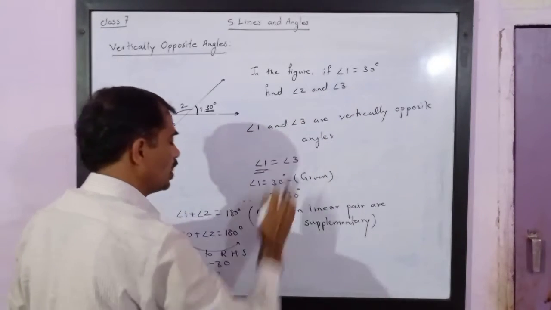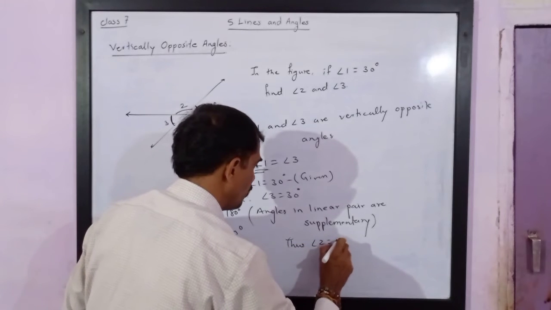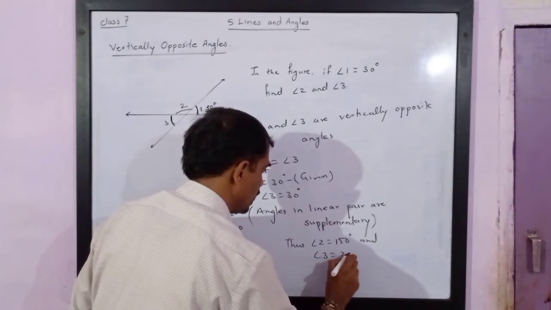We were asked to find angle 2 and 3. Thus angle 2 is equal to 150 degrees and angle 3 is equal to 30 degrees.